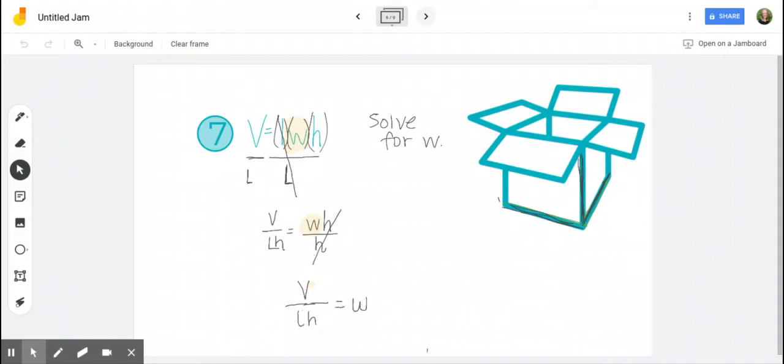So now, if we know how much the rectangular prism, the box, would hold, we know the length of the box and the height of the box, we could find the width. Okay, so literal equations, it's all about being able to rearrange and manipulate variables to solve for one of the variables that may or may not already be isolated.